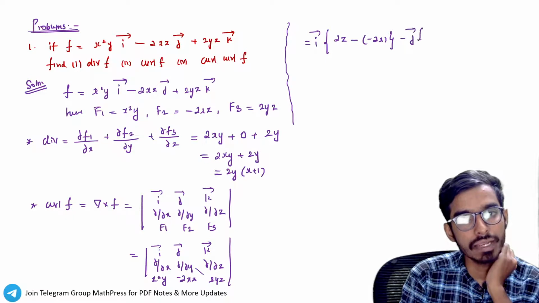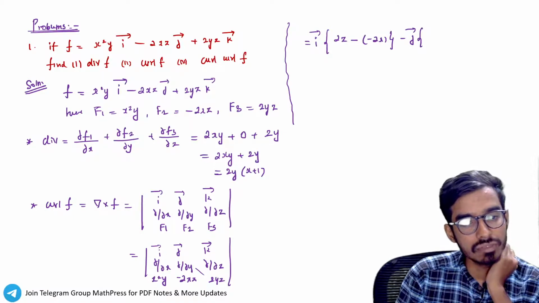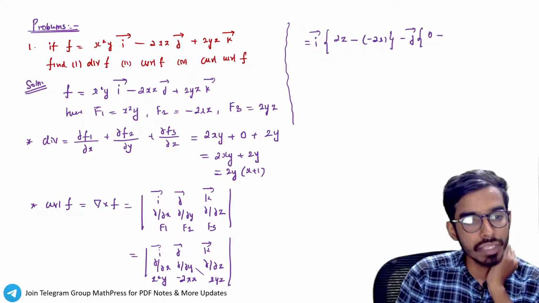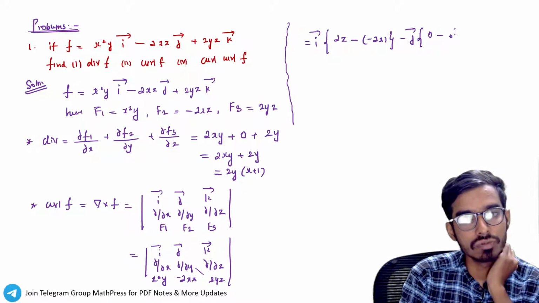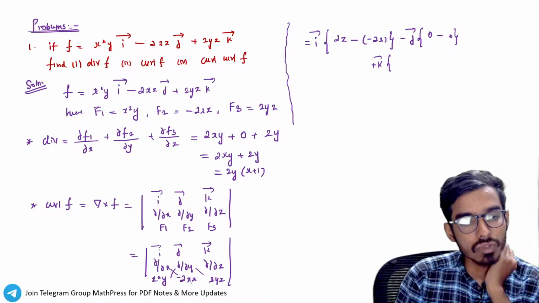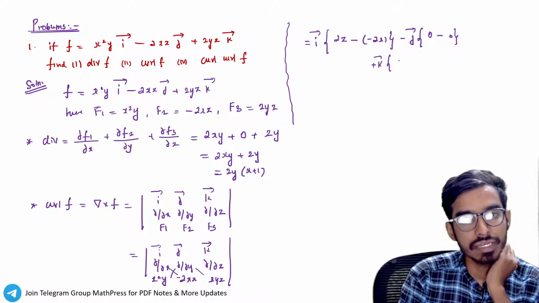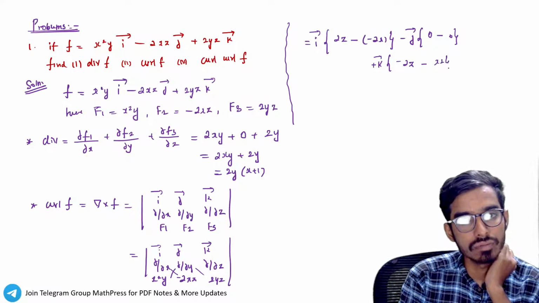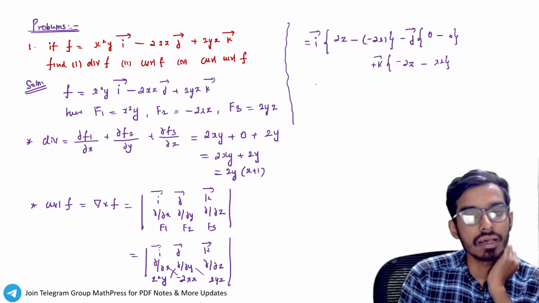So minus j vector into, now we expand this, ∂/∂x of this will be 0 minus ∂/∂z of this, again this will be 0, plus k vector into, so you just have to expand this into this. ∂/∂x of this will be minus 2z, minus ∂/∂y of this, so this will be minus x². So this is the curl of f.